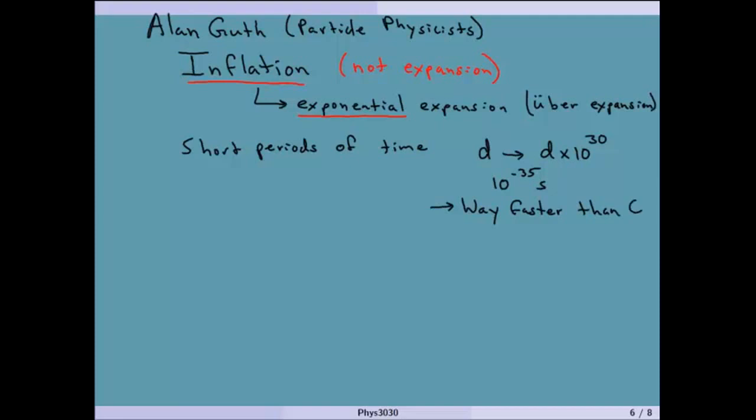Now, how can that be? Again, we say that the speed of light is how fast something can travel through space-time, and the universe is not traveling through space-time. It's just expanding. It's not light moving through space-time. It's just expanding. So these expansion rates can be huge. So that's what we're talking about. These e-foldings. We call them e-foldings because of that e in the exponential function. But huge expansion for very short amounts of time.